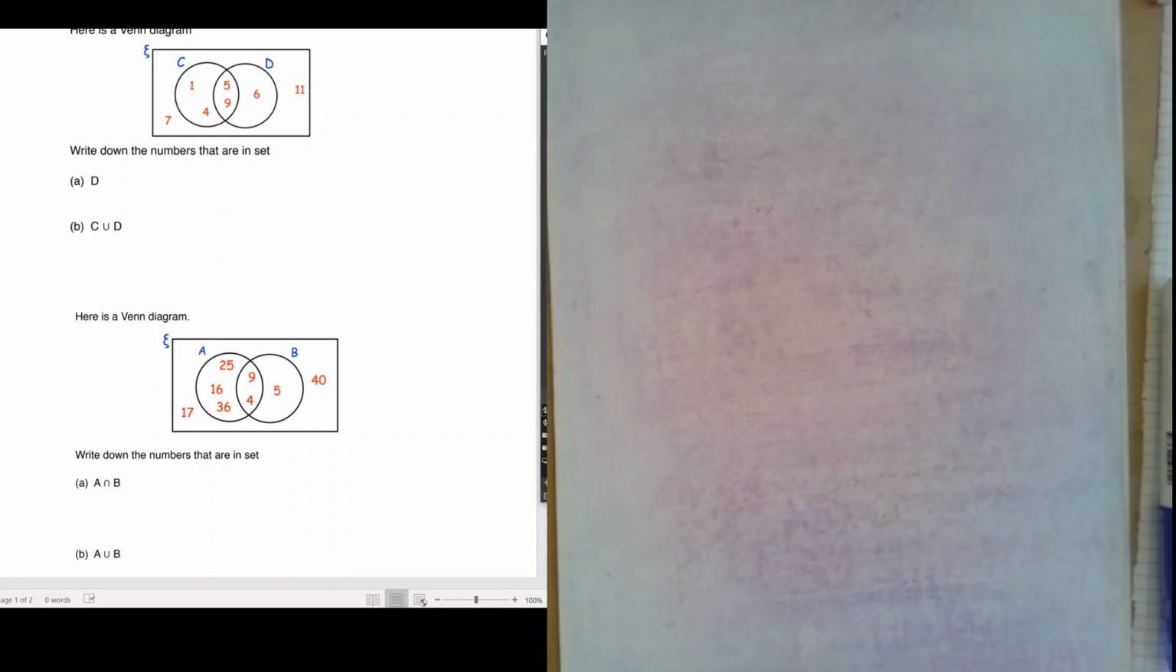Okay, morning guys. So Venn diagrams. We are going to look at the intersection and the union.